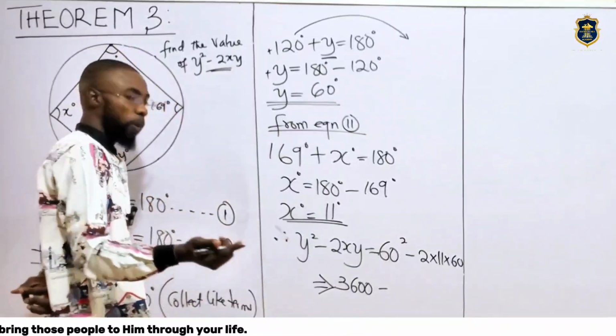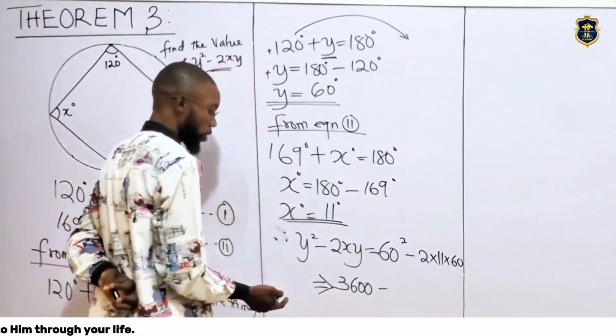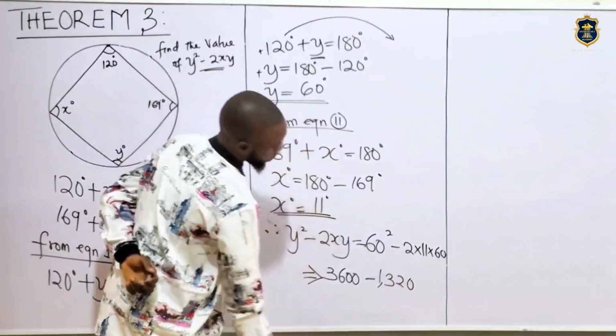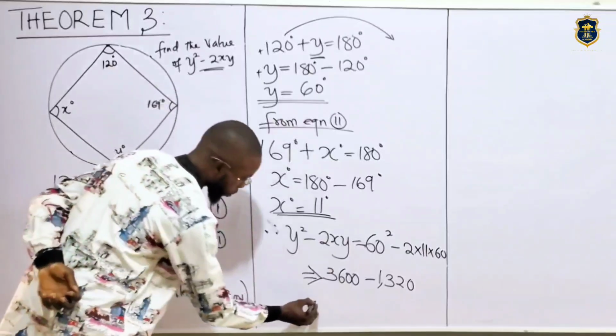Or try with the calculator. 2 times 11 times 60. What will that give to you? I believe it gives us 1,320. Yes. So if we subtract that, what are we going to have?